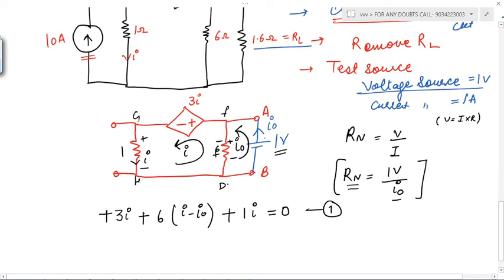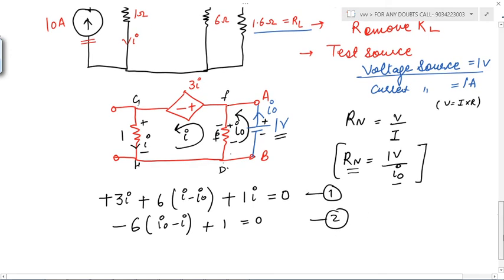Now similarly apply KVL in mesh 2. You are at position A: A to F, F to D, D to B, B to A. You can move anywhere to anywhere, it's up to you. A to F, nothing is there, leave that. F to D, negative, resistance is 6, current flowing is I naught minus I, okay. D to B, nothing is there. Then negative, positive, the second sign is plus, 1 is equal to 0, okay.